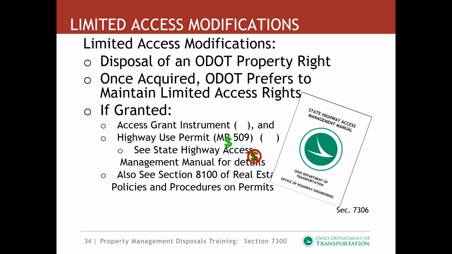Now all of our permits are done electronically. So if you have issues with permits to modify limited access right-of-way, check with your permit people in your district. They could vary in each district, but it's now electronic and you have to go through those avenues. ODOT's policy and procedure section 8100 also provides guidance on permits.